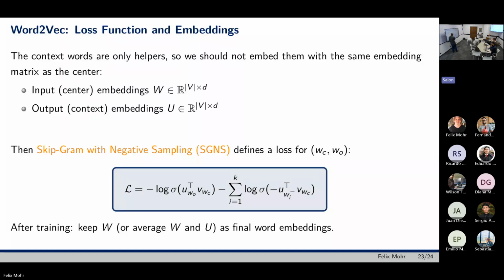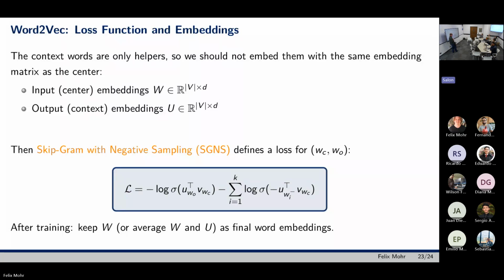So the sigmoid gives us a value between 0 and 1, and the logarithm of something that is between 0 and 1 is negative. So the negative logarithm is something positive. If they are super similar, so if this generates a huge value, we get sigmoid of something huge, which is a 1, we get a logarithm of 1, and that gives us a penalty of 0.